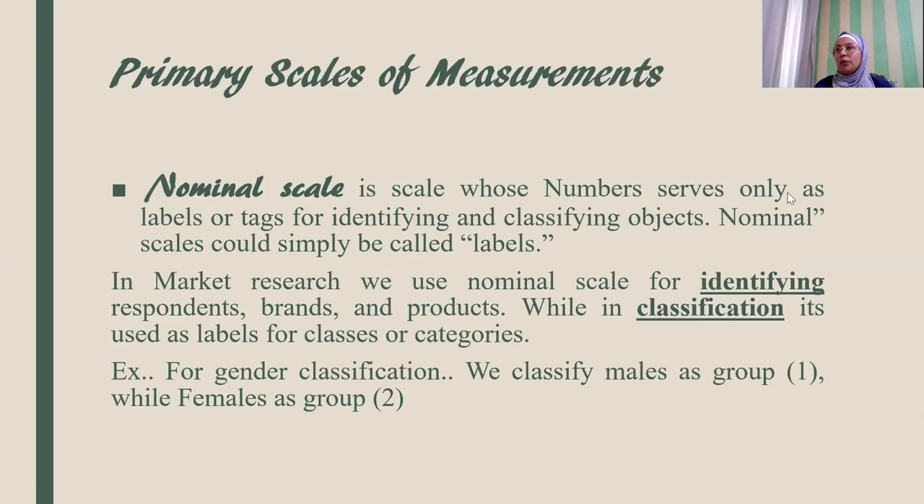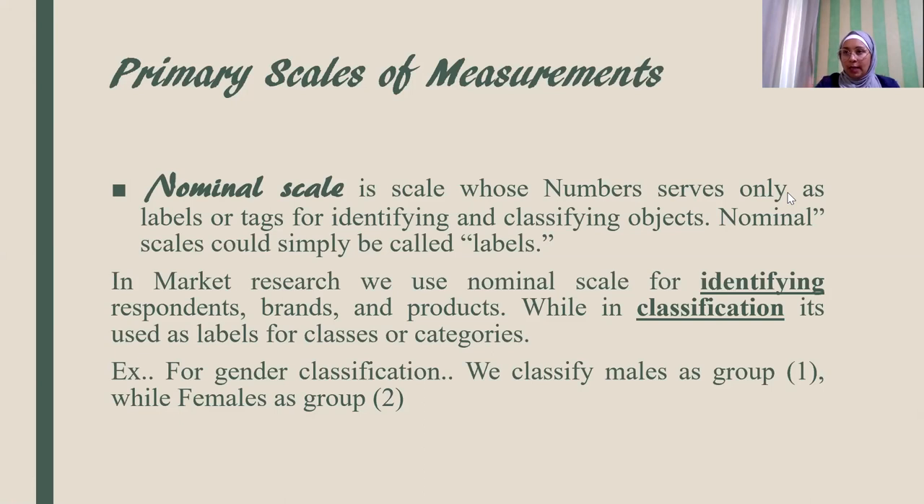The first one, the nominal scale. Since it's a name, do the numbers here give me a certain meaning? Actually, no. The numbers here are only used as a label or tag for identifying or classifying objects. For example, I'm going to ask, kindly state your gender, male or female. Then when I'm analyzing the data, the males are going to take number one and the females number two, for example. Number one just means male, but I could put two or three or four or five in front of male. So here the number is only a label for the object.